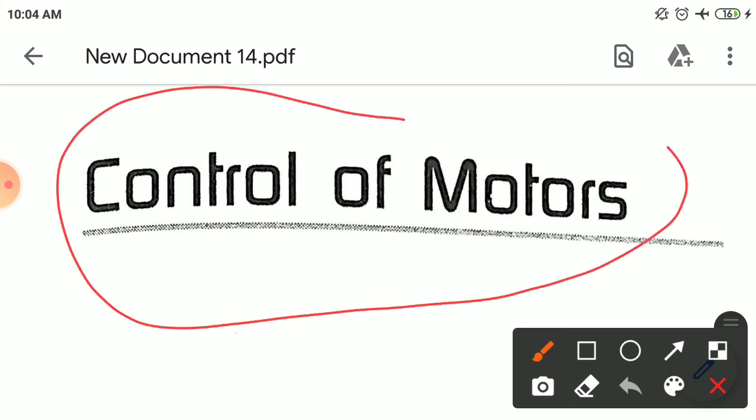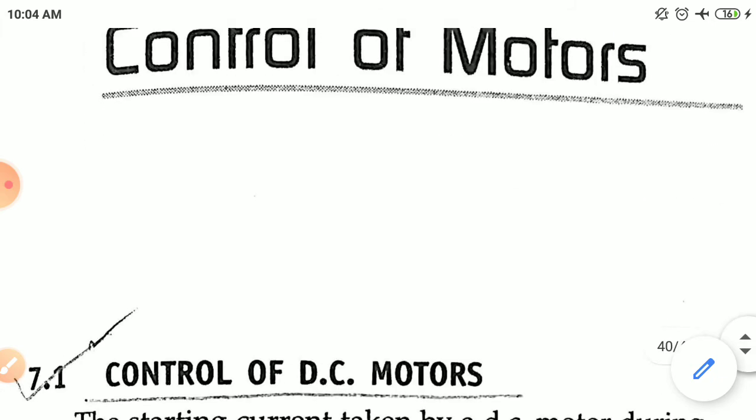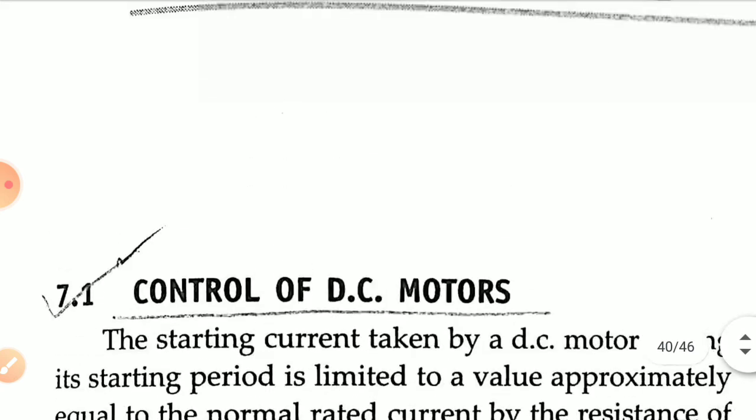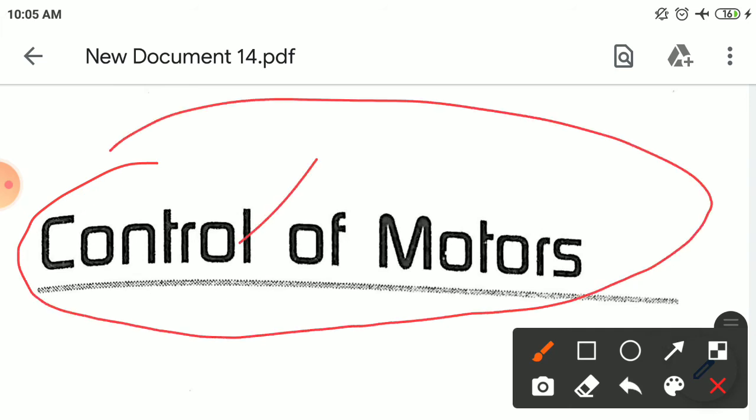So next is the control of motors, how the motors are controlled. We are using AC series motors, DC series motors, shunt motors, everything. So what exactly is the way to control the speed of these motors? That we will discuss here. Here the starting current taken by the DC motor during its starting period is limited. You can just see the current taken by these DC motors during starting. So we have discussed till now the different types of motors used, and now we will discuss how to control the speed of those motors.